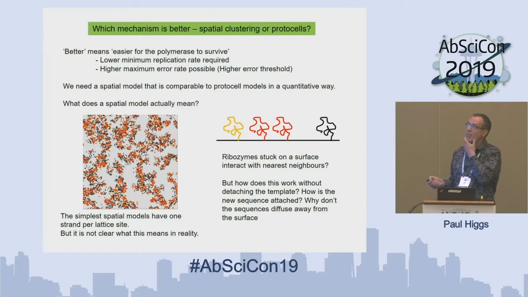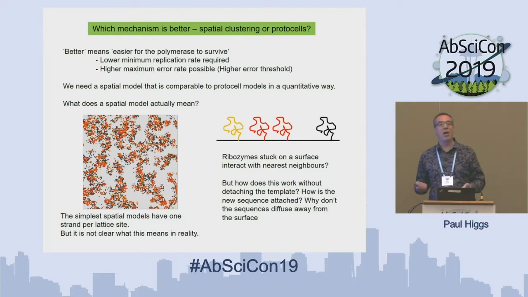I want to be able to compare spatial models and protocell models in a quantitative way. And then we hit this apples and oranges problem because they have different parameters. So we have to think about what a spatial model means. In the simplest spatial models, we put one strand on each lattice site and they interact with their neighbors. Maybe that means something like a surface, and molecules are stuck on the surface, and two molecules next to each other can interact with each other.